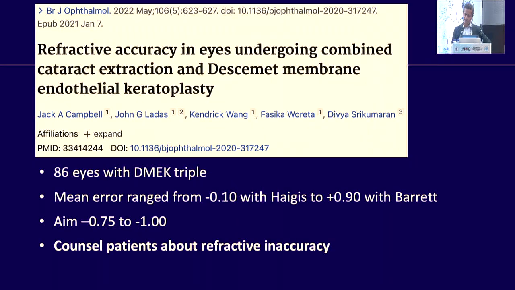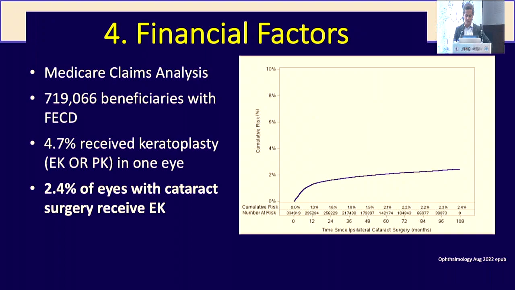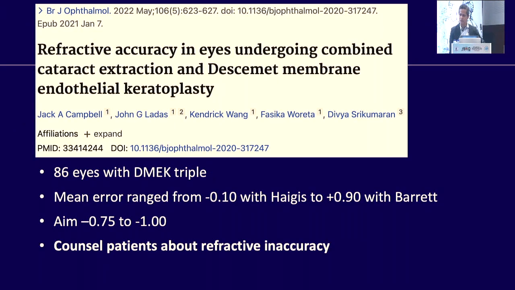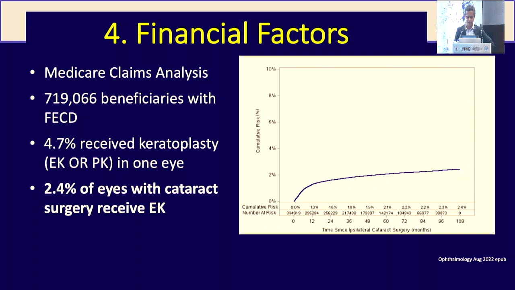This study basically looked at 86 eyes with DMEK triple. This is from Wilmer. Our own friend Divya published this. The mean refractive error ranged from -0.1 to plus 0.9 using Barrett's. So they tried to aim for -1. So you have to counsel the patients for refractive inaccuracy when you're doing a combined procedure.